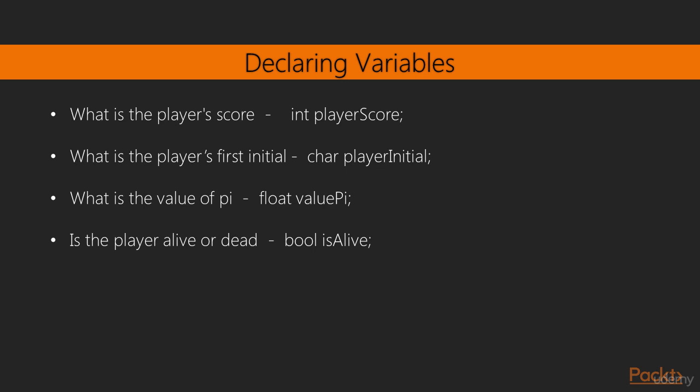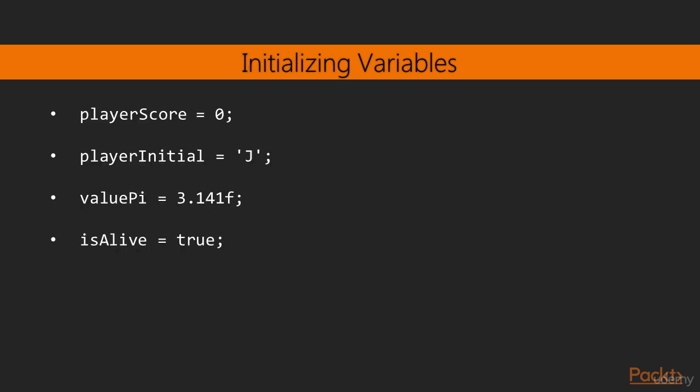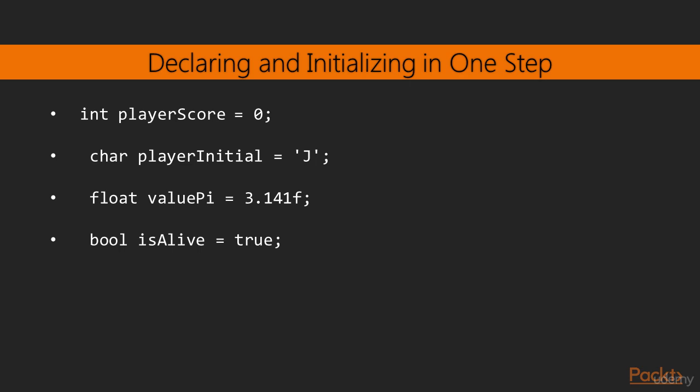Declaring variables. We can declare variables in C++ like this. So here playerScore is a variable of integer type. In the second example, playerInitials is a character variable. Similarly, valuePi is of float type, and isAlive is of boolean type. Initializing variables. Now we have declared the variables with meaningful names. We can initialize those same variables with appropriate values like this. After initializing each variable, we have to write a semicolon.